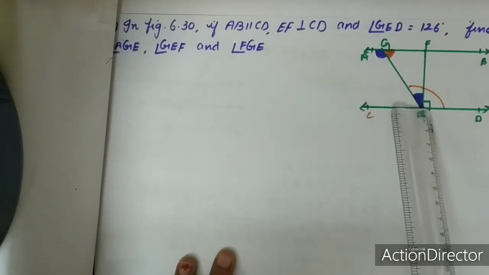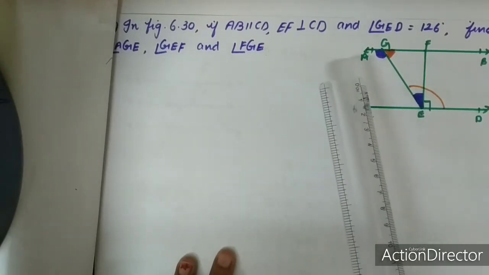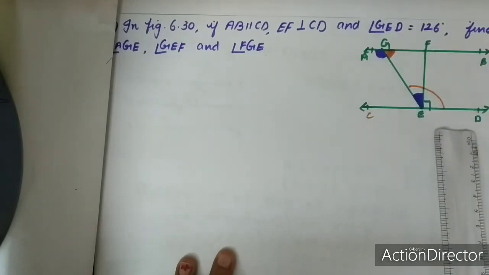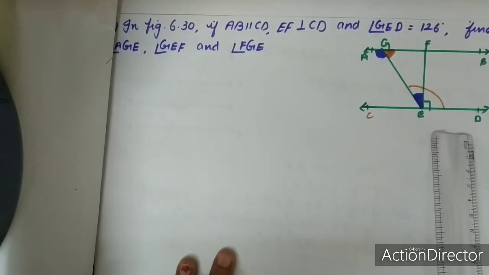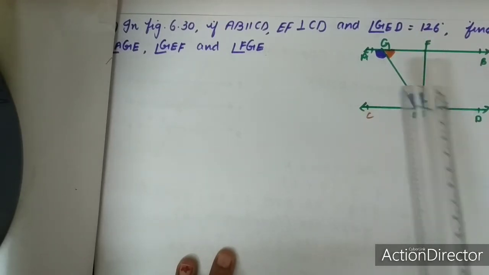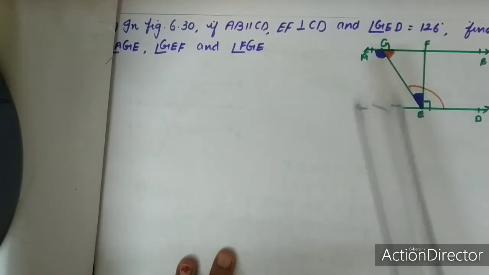Three angles you have to find. Only three pieces of information are given in the question. First one is AB is parallel to CD, so we can use the parallel line properties. Second one, EF is perpendicular to CD. Third one, angle GED is equal to 126 degree.